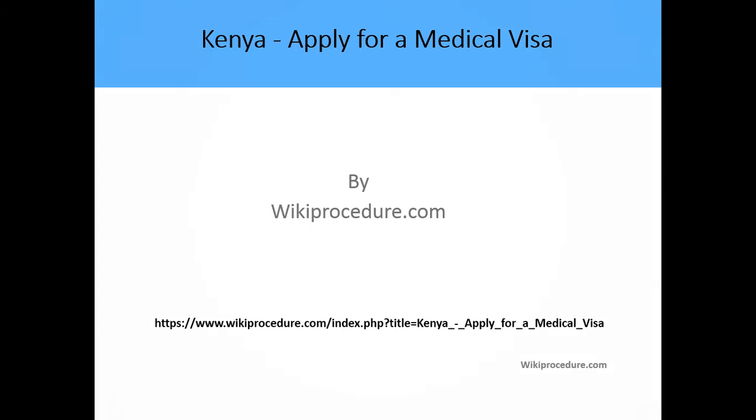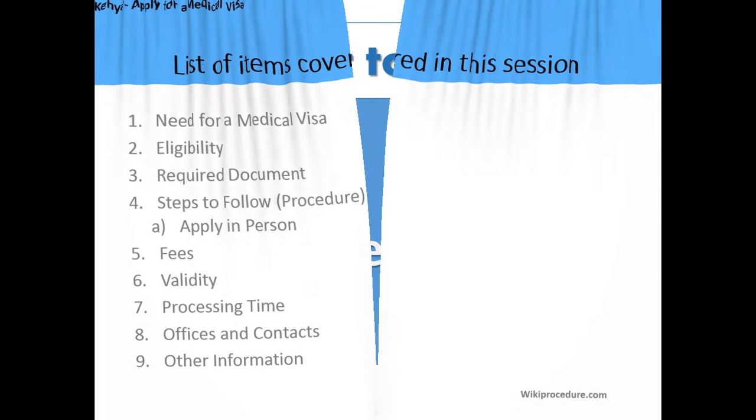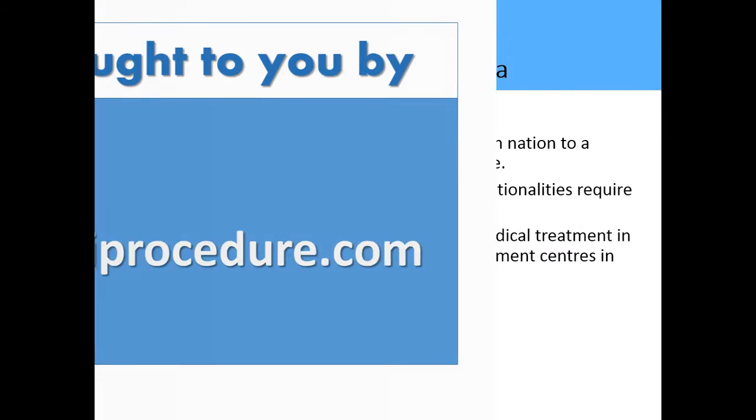The list of items which we are going to cover in this session include the need for the medical visa, the eligibility criteria, the required documents, steps to follow in making the applications, the fees applicable, validity period, processing time, office location and contact information, and any other information that we may find relevant on how to apply for the medical visa in Kenya. So welcome to our presentation today, which is brought to you by wikiprocedure.com.